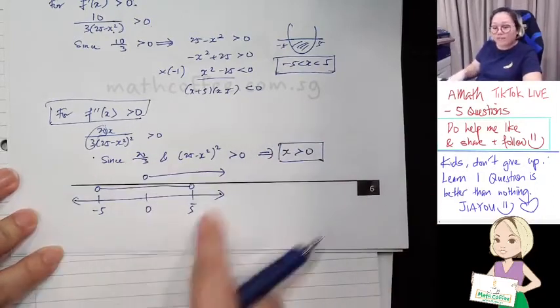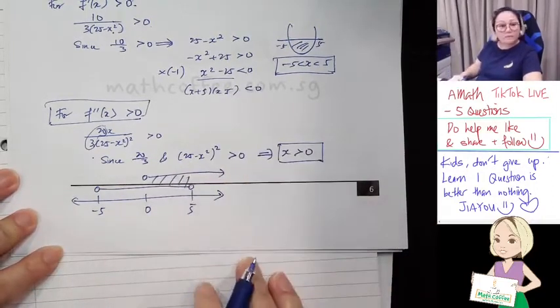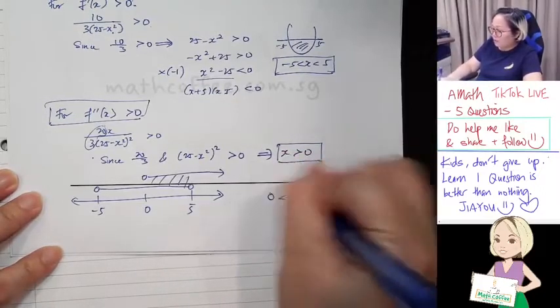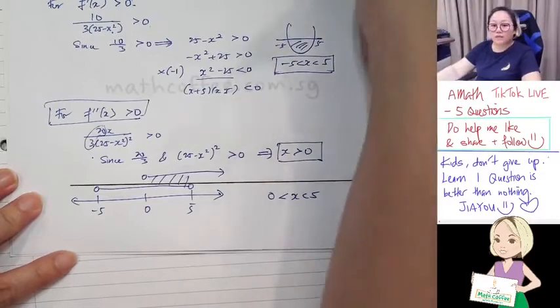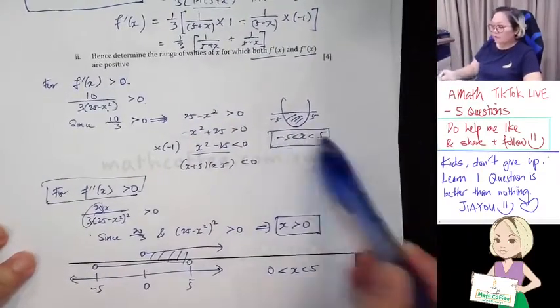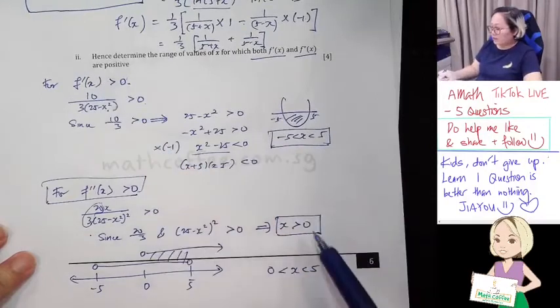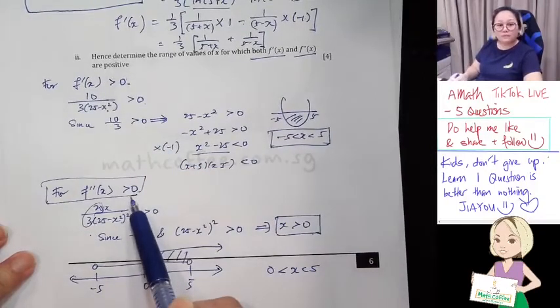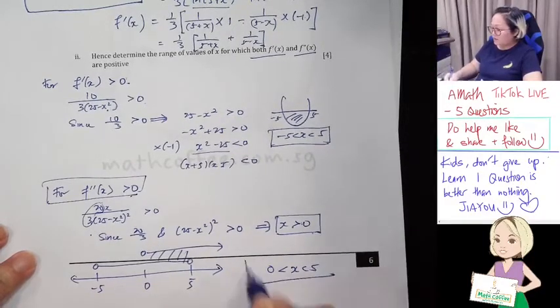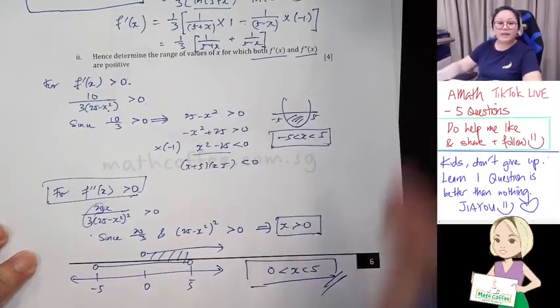So the common region is only this portion. So it means that the final range is x between 0 and 5. So kids, be careful. This one only fulfills this one. This one only fulfills this one. And when I combine these two ranges, then I will have this. So this is the answer. Understand?